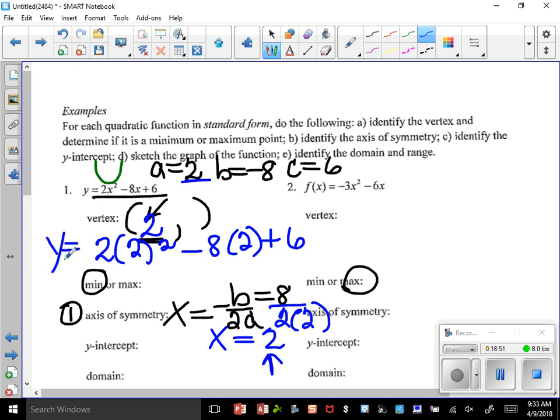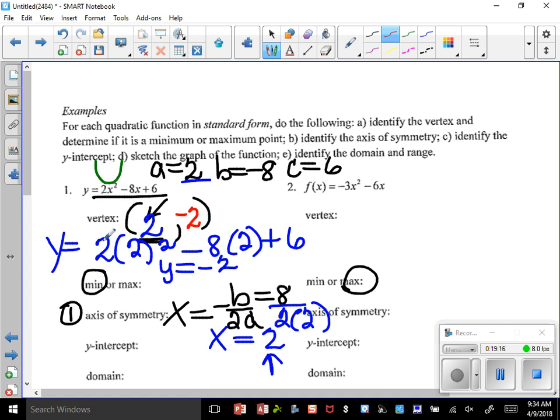Now don't put this into the y equals. This is just on a blank screen on your calculator. 2 times 2 squared minus 8 times 2 plus 6. Anybody got the answer? How much? All right, so did everybody get negative 2? There's your other number, the y. Now you have a complete coordinate for your vertex.